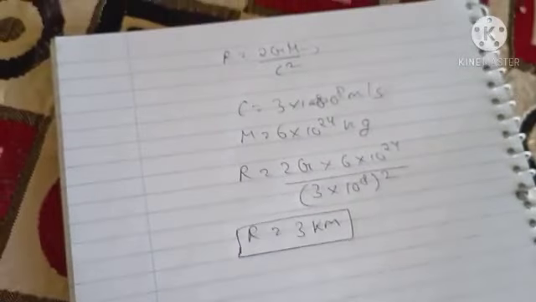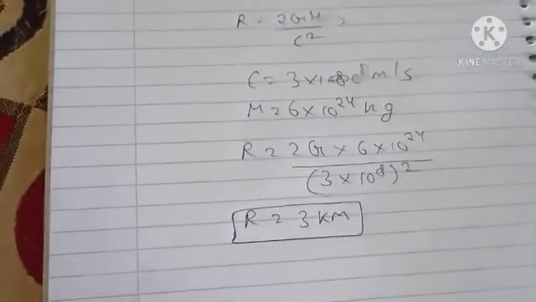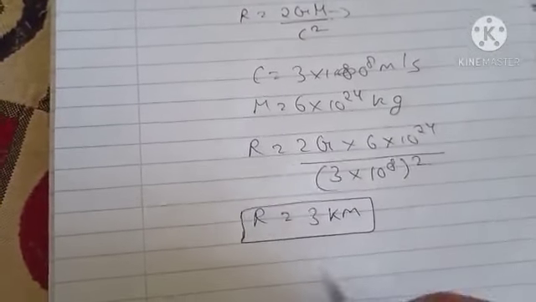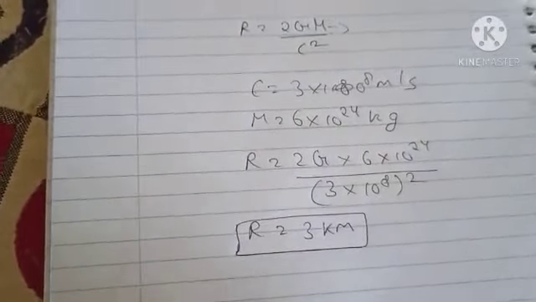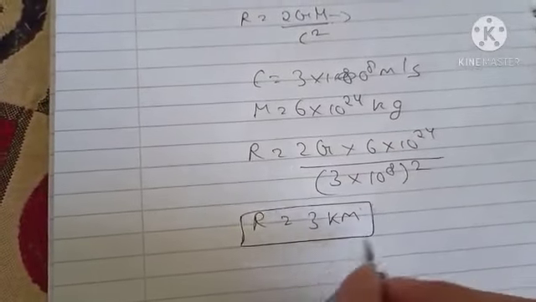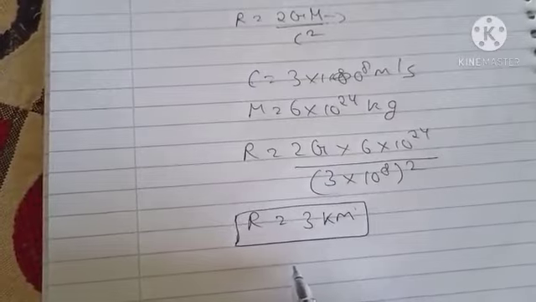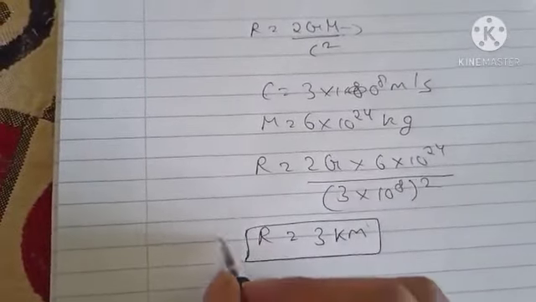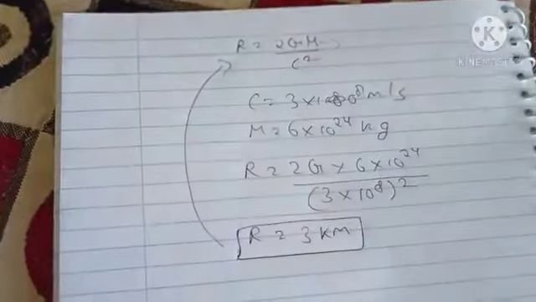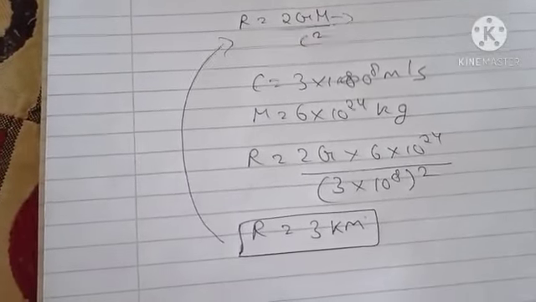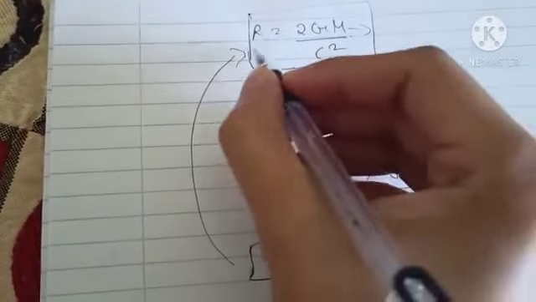So what you have to do, in order to make Earth a black hole, is just condense Earth into a 3 kilometer radius sphere, and it will become a black hole. That is a very interesting point. So any object can be converted into a black hole if you just condense it to a particular limit that is given by this equation, that is the Schwarzschild equation.